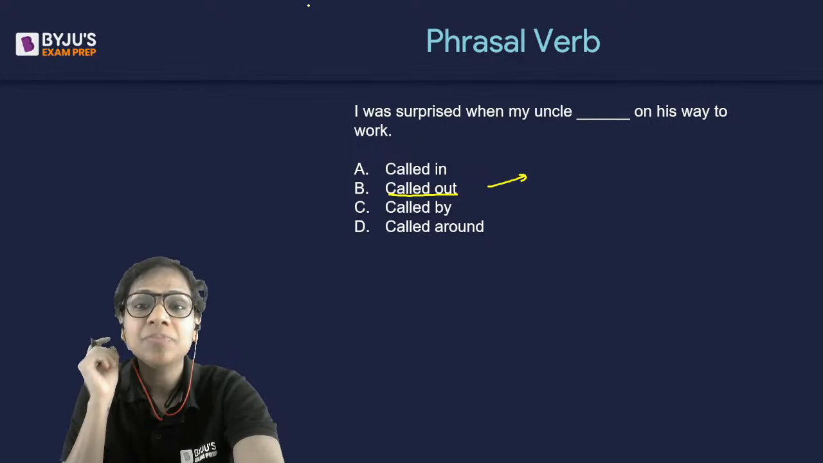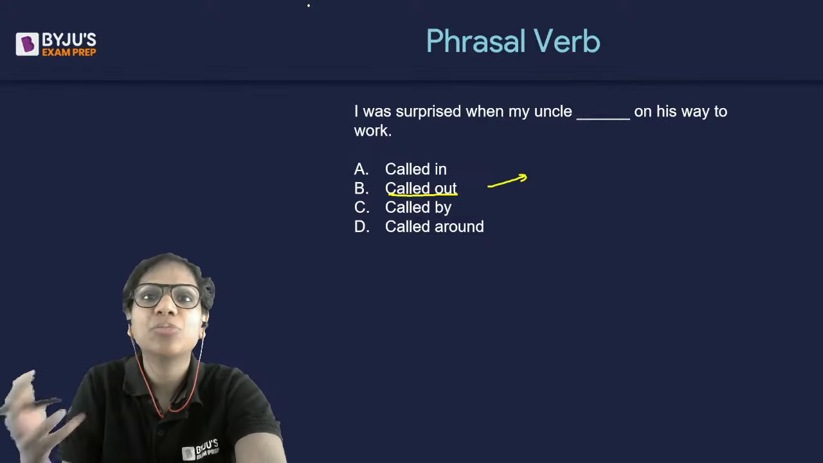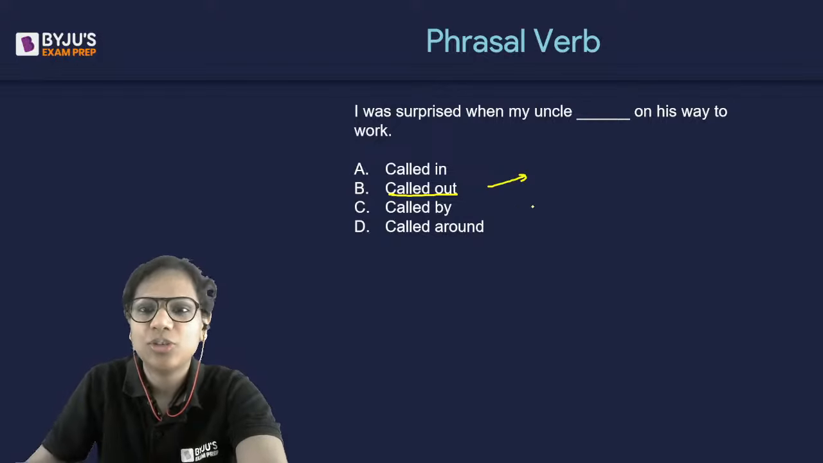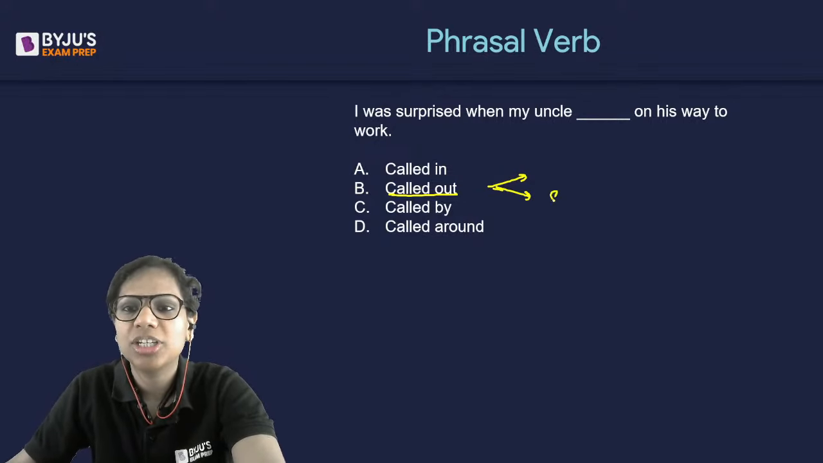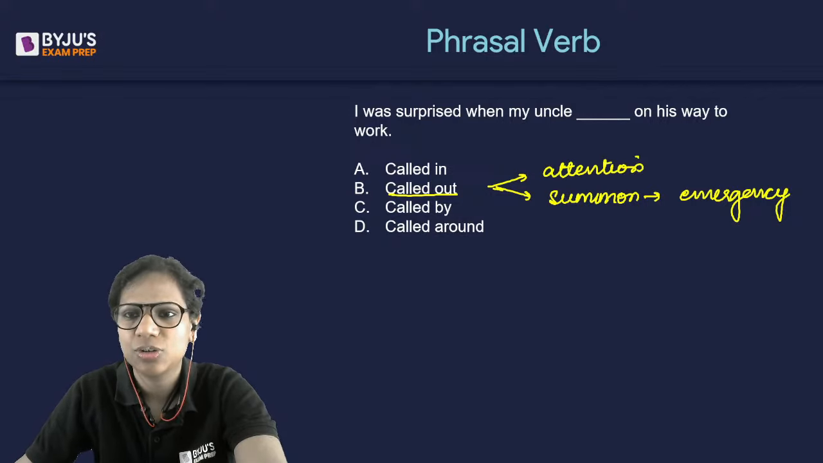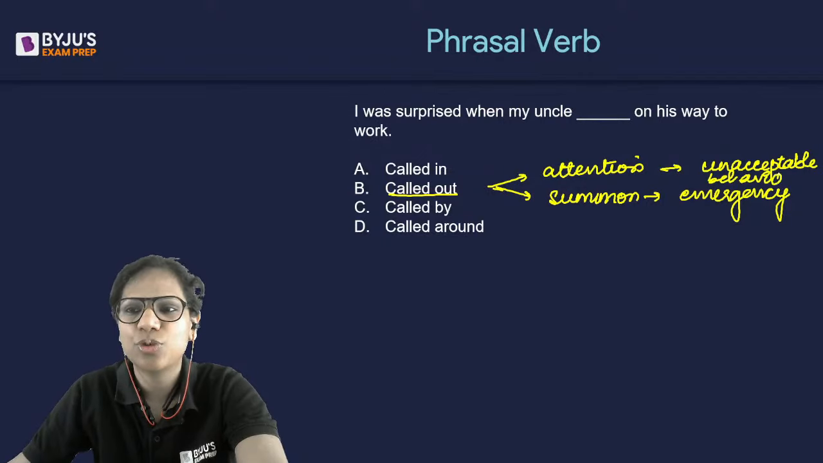The other can be when you want someone to be present for an emergency case. So usually the services of doctors, right? So when you call someone out, you in a way summon them to deal with an emergency. You want them to deal with an emergency, right? Okay, so call attention to unacceptable behavior, or to seek someone during an emergency. These are the two meanings of call out.